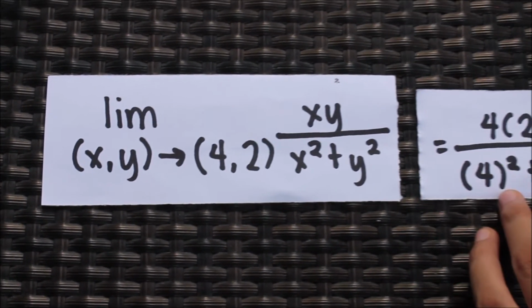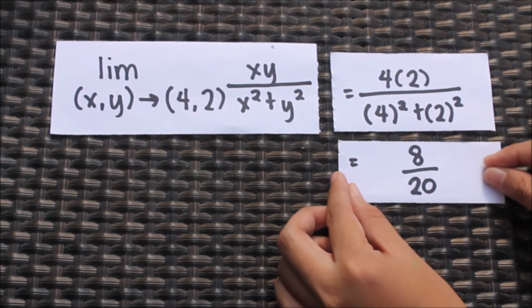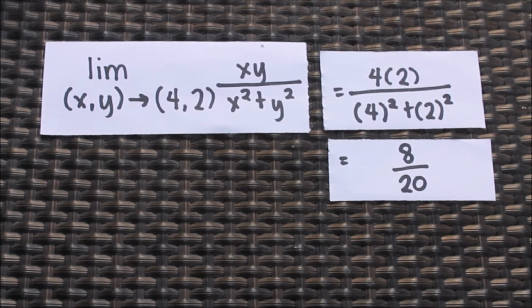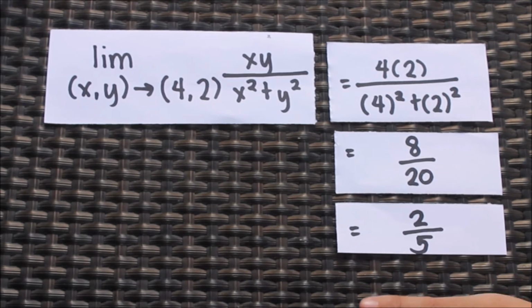So now, we have 4 times 2 all over 4 squared plus 2 squared, which is equal to 8 over 16 plus 4, or 20. This limit is going to be equal to 2/5.